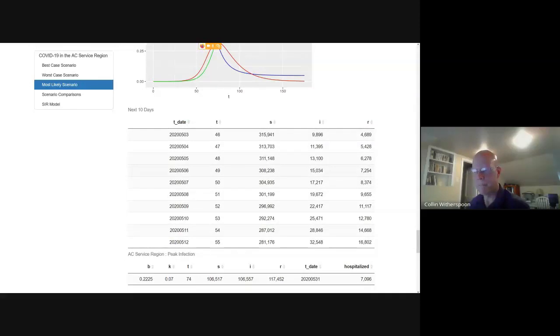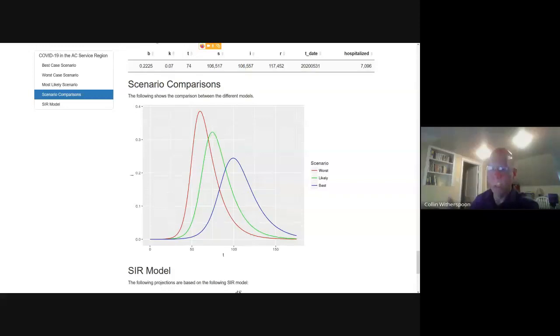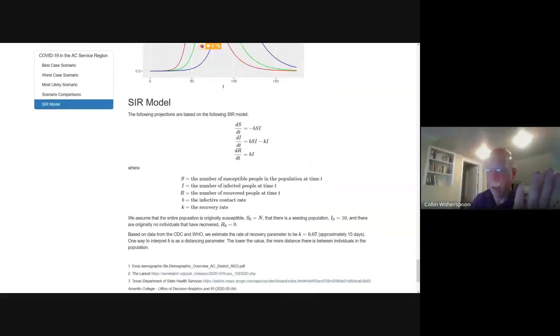All right. And here you can see the scenario comparisons. And then, because I had shown this to other people, I gave them the model, right? And how it went to understand where that B is and K is coming from.